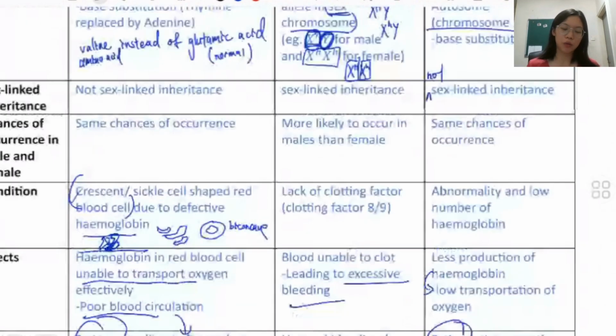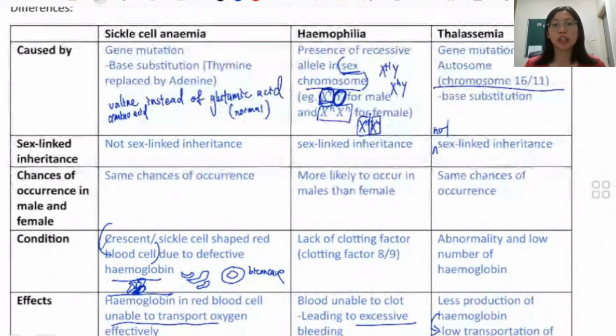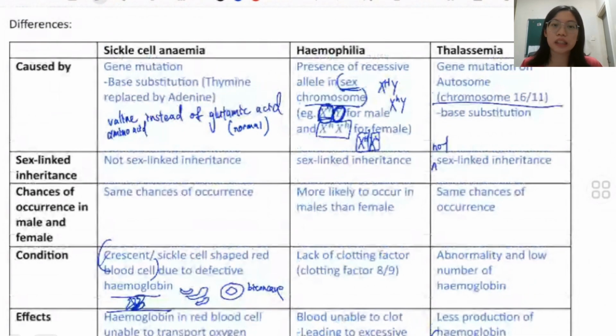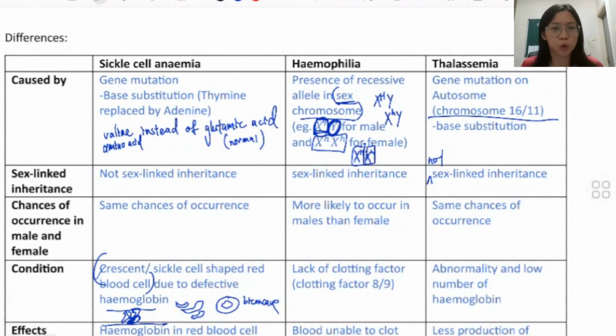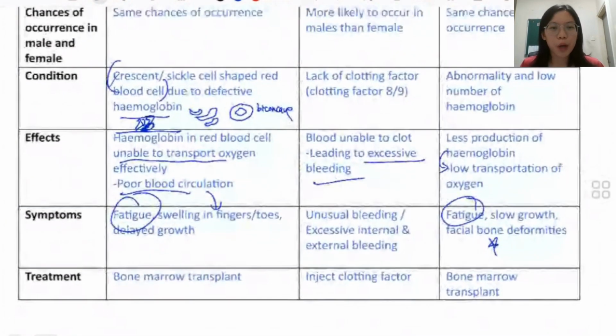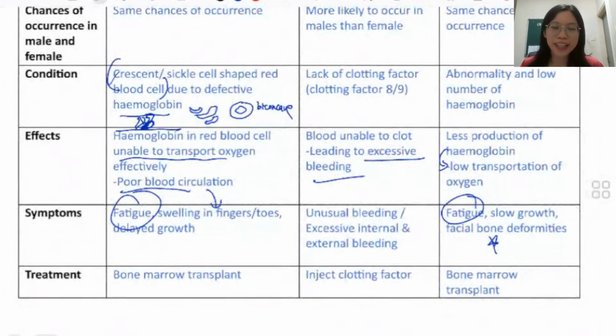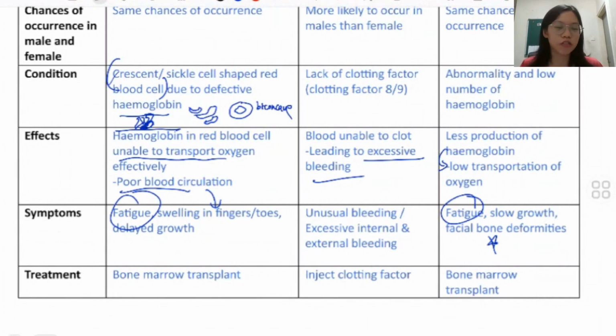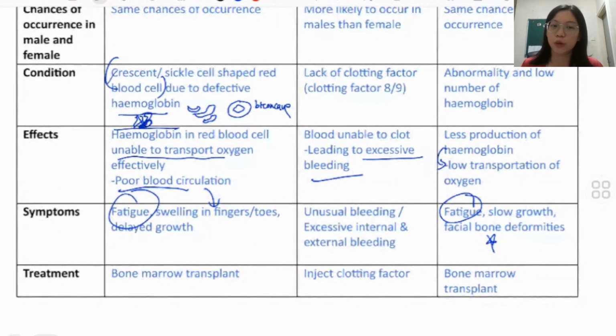So some students might wonder, since this is gene mutation, what about gene therapy? Is it possible, since sickle cell anemia and thalassemia are due to gene mutation? Can we actually use gene therapy? Well, I think so, probably can. But for now, the research and development is currently being done.